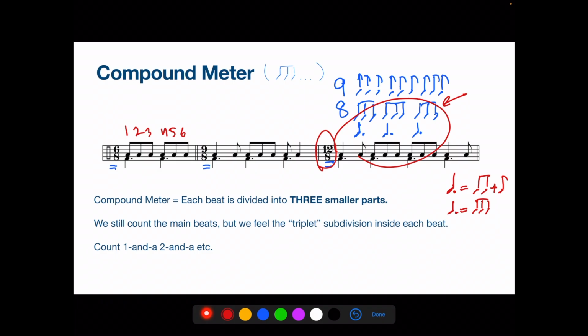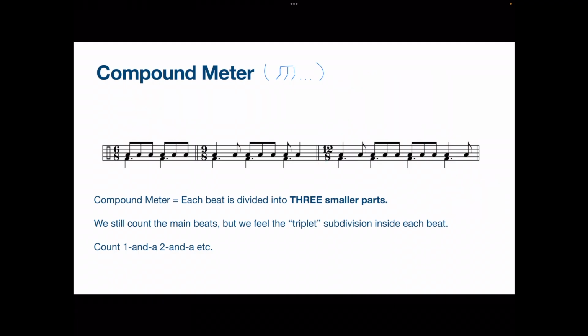So an easier way to do this is to count the big beats. In this case, what we would normally do is organize this into 1 and 2. And then for the smaller notes, we say 1 and 2 and. So basically 6/8 would sound like 1 and 2 and 1 and 2 and. Okay, and I'll give you examples.